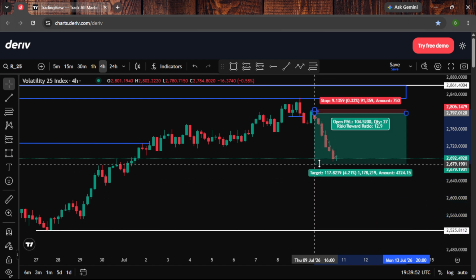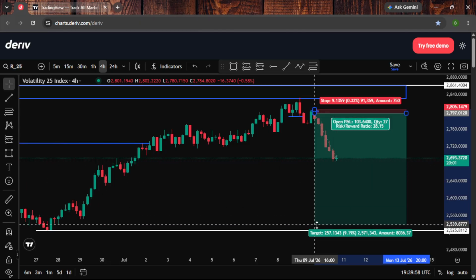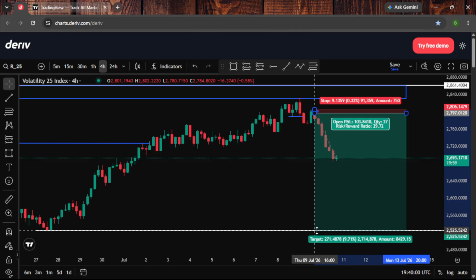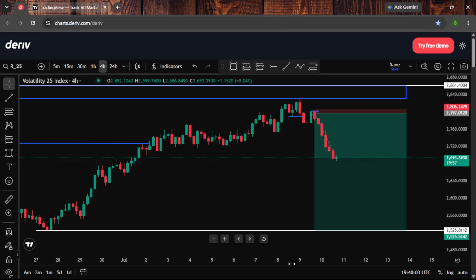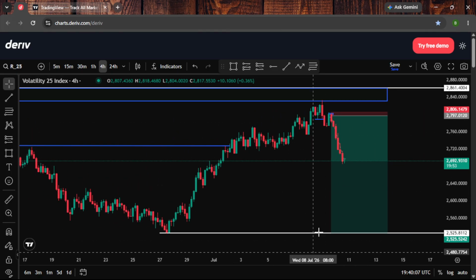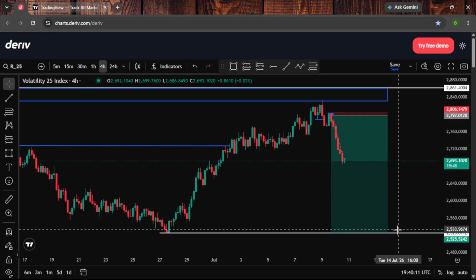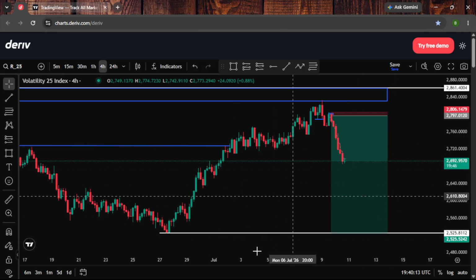Right now market has given us about 1 to 12 reward ratio. So we are taking it to 1 to 30 reward ratio. That's how I got into this trade. And down the line, market can give me another entry, and then I will enter again and take it down to this zone. So that's how I got this Volatility 25.